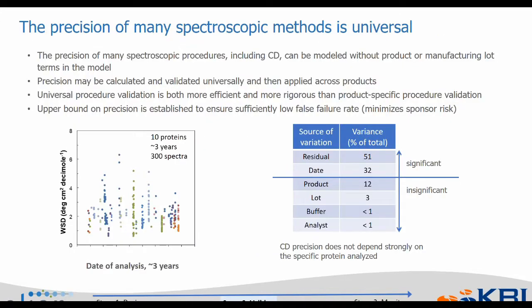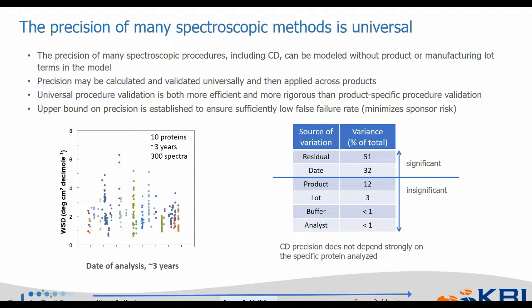Before doing that, I wanted to spend just a minute discussing in a little more detail this idea of universal qualification, which simply means that we can define estimates of method performance across a number of different proteins, even across classes of proteins. And this is important because, first of all, we think it's a more robust measure of method performance because it includes a lot more data. And secondly, it's a much more efficient way to validate the method because you're not having to revalidate the method for every product.